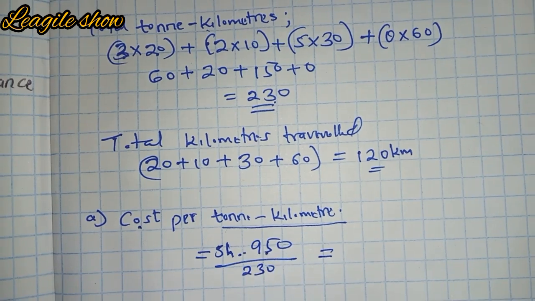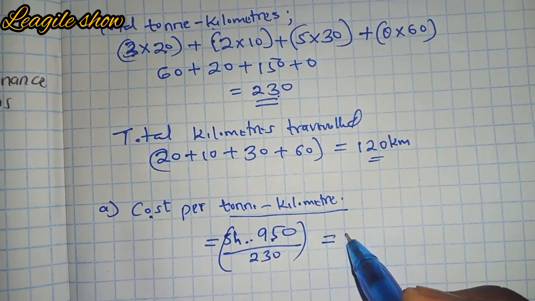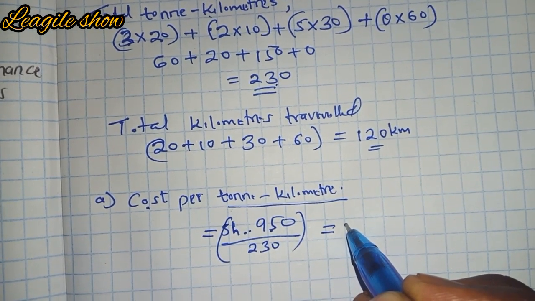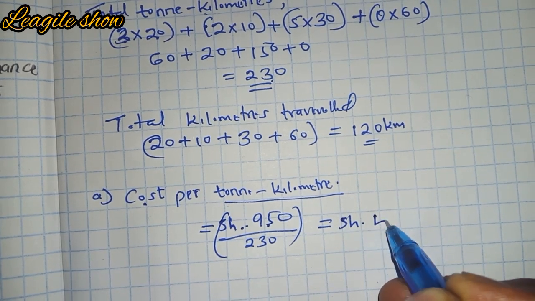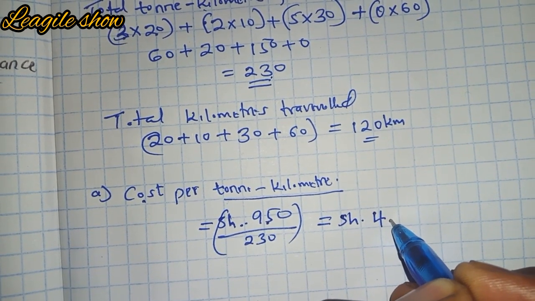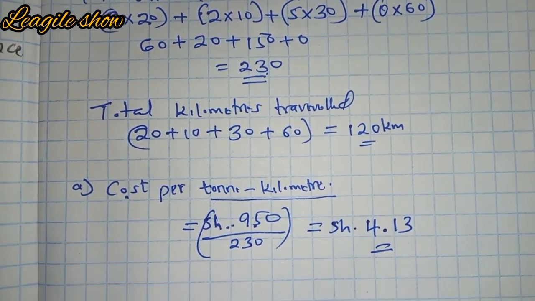So if you divide this properly, using a calculator, our cost per ton kilometer will be 4.13. So that is our cost per ton kilometer.